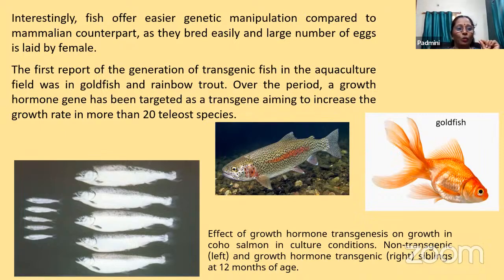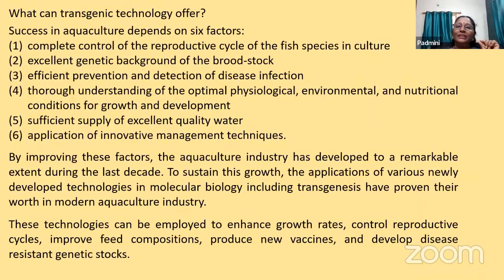Okay. So what can transgenic technology offer when you're talking about aquatic biotechnology? You have 6 important factors. Complete control of the reproductive cycle of the fish species in culture, excellent genetic background of the brood stock, efficient prevention and detection of disease infections, and a thorough understanding of the optimal physiological, environmental, and nutritional conditions for growth and development.